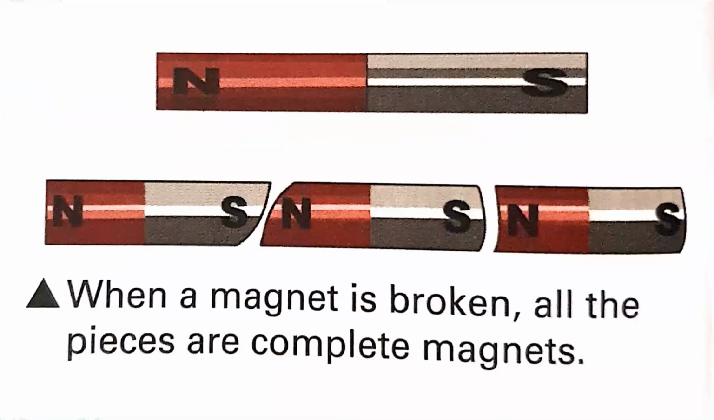Look at this figure. This is a bar magnet, with the S pole and N pole of the magnet. If you break this magnet into pieces, each and every piece will behave like a tiny magnet. When a magnet is broken, all the pieces are complete magnets. You can see here, this is the complete magnet. If you break this magnet into pieces, each and every broken piece of this magnet will behave like a complete magnet.